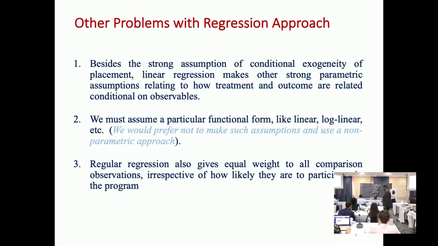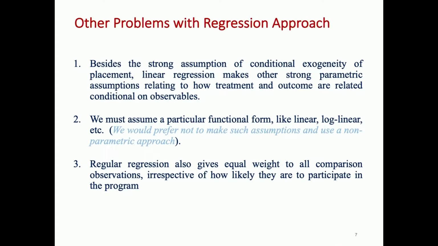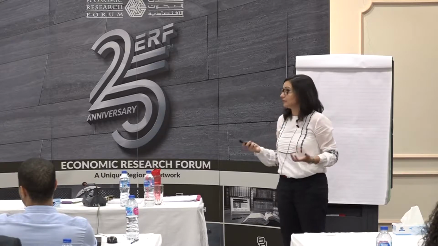A third problem with this regression approach is that if we just include a dummy variable, we assume equal weight for all the observations, which may not be the case, given that it is not random. If it was a random experiment, we are sure that every observation has equal weight or equal probability to be selected, but in a non-randomized experiment or in observational data, this is not really the case.